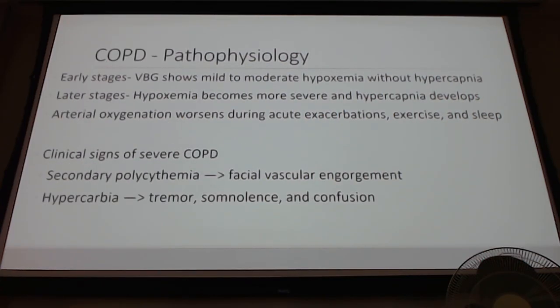Another difference we see, so in healthy lungs, our respiratory drive is regulated by our PCO2 or PaCO2 level in our blood, which tells our brain we need to breathe more, we need to breathe less. In a COPD patient, that's altered, so it's based on their oxygen levels in their blood, so their PaO2.